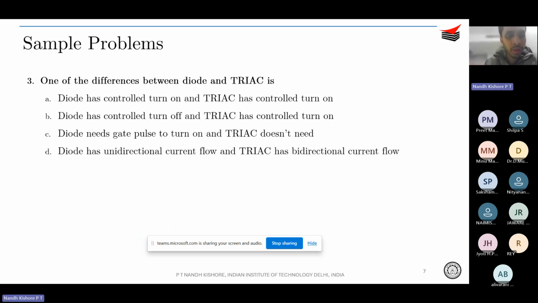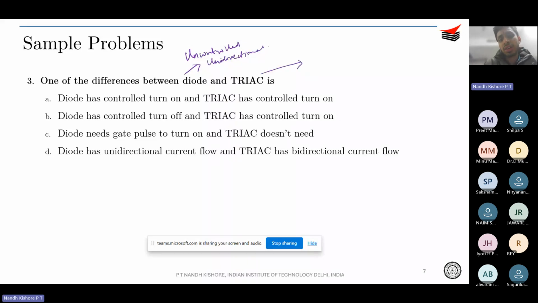Okay, so one of the differences between diode and triac is dash. Before we even go to the options, a diode is totally uncontrolled, right? And unidirectional. Whereas a triac, as you might know, is an anti-parallel connection of two SCRs, right? So you have something like this.